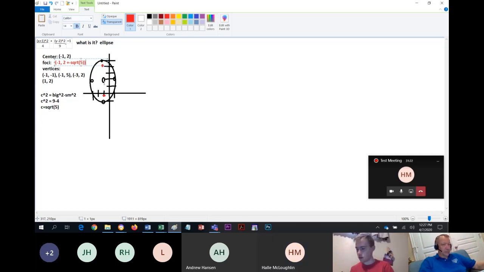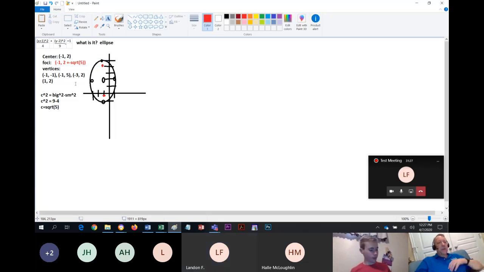Can you go over how to find the vertices one more time? Okay, so the easiest way to find the vertices, the center is critical. Everything's going to be measured from the center. So once we have the center, I will box the center here, because everything's going to be based off of where your center is.